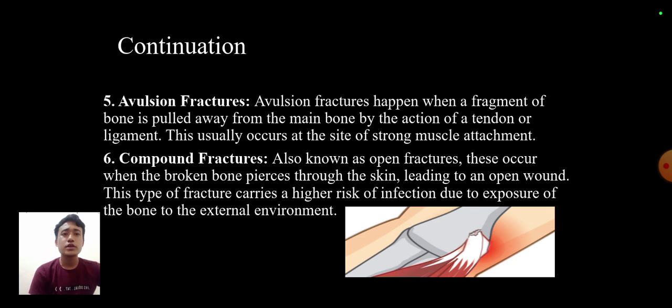And number six, compound fractures. It is a very big fracture where it is an open fracture with comminuted fractures and the bones are broken into pieces and it goes through the skin leading to an open wound, and this type of fracture is very tough to treat and it can cause risk of infection due to exposure of the bone to the external environment.